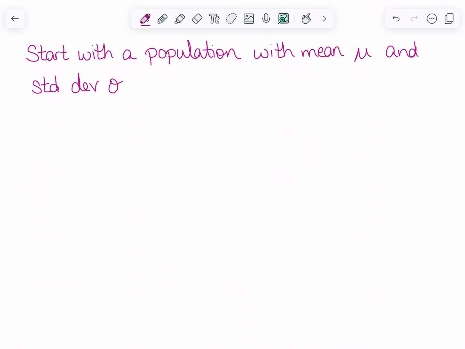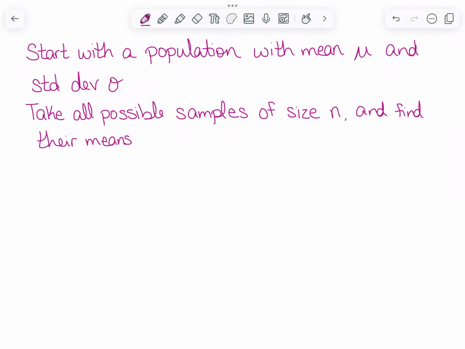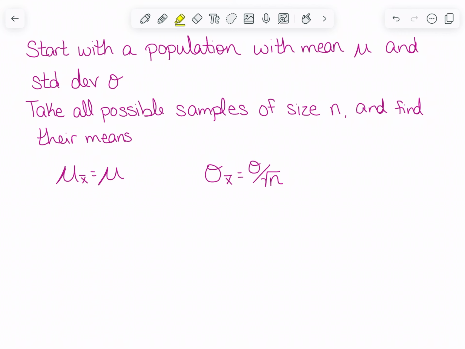And this is the idea of a sampling distribution. For a sampling distribution, I'm going to start with a population with mean mu and standard deviation sigma. I'm then going to pick a sample size of n, and I'm going to take all of the possible samples with replacement of that size. For my example, I did size 2. And then I'm going to find their means. Then, if I look at the mean of all of those sample means, it will be the same as the population mean. And if I look at the standard deviation of those sample means, it'll be the original standard deviation divided by the square root of n.